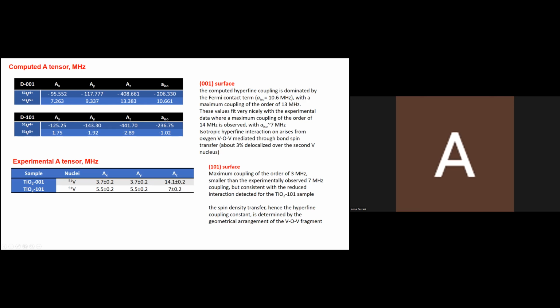The agreement is good for the 001 surface because we have a maximum value of 13 megahertz, that is close to the experimental value: computed 13, experimental 14, and the isotropic experimental 7, computed 10. So it is good. The model is really representative of what is measured by EPR, so of what is present on the surface.